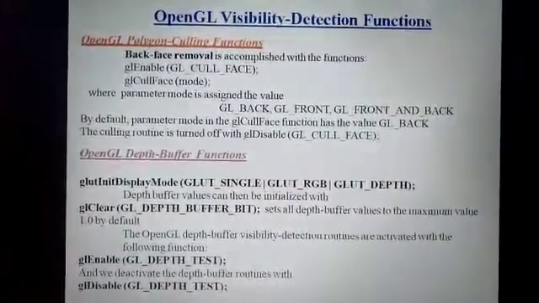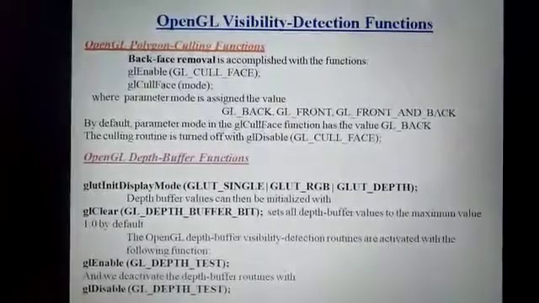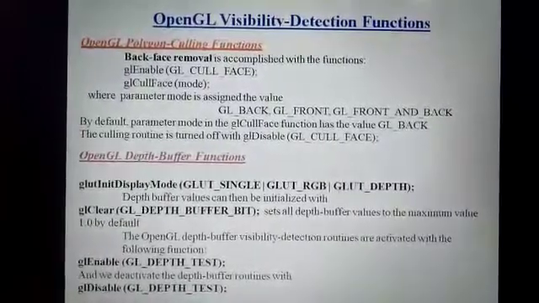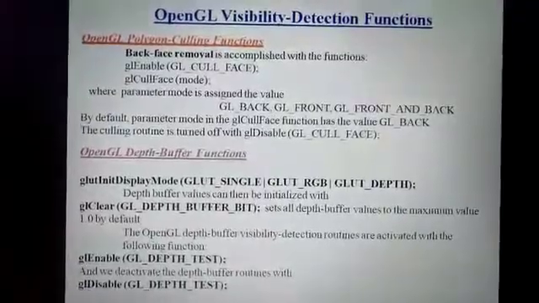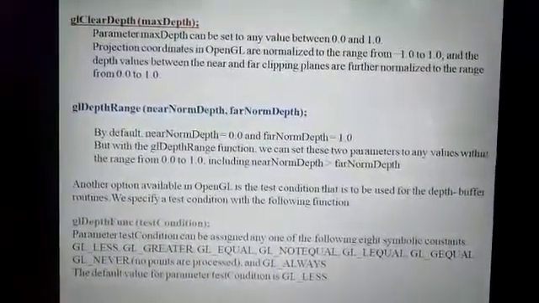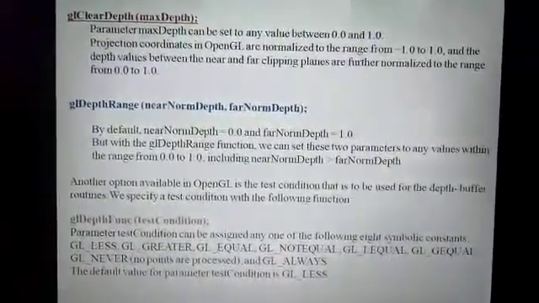GLUT_SINGLE is for the buffers, whether we are using a single buffer or double buffer, and GLUT_RGB is for the color model, that is, the RGB color model we are using. Then there is the glClearDepth function, where we are mentioning the maximum depth.